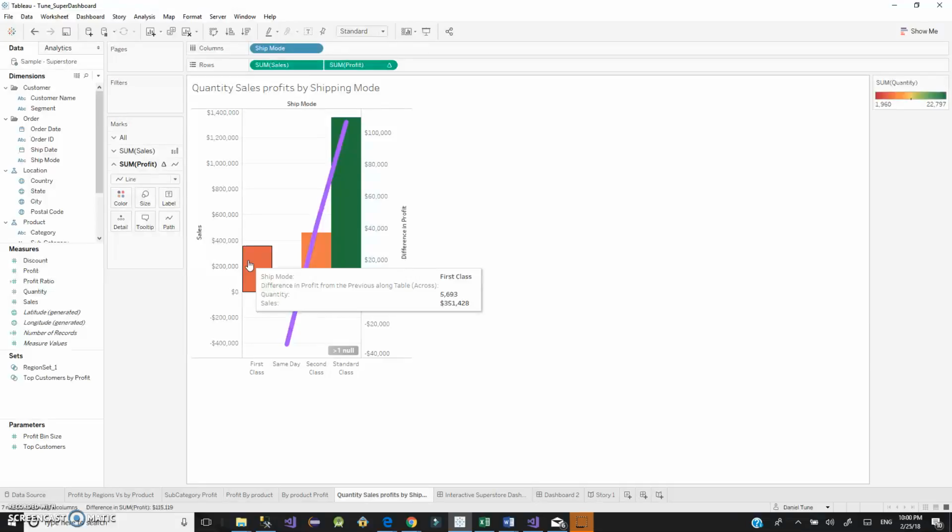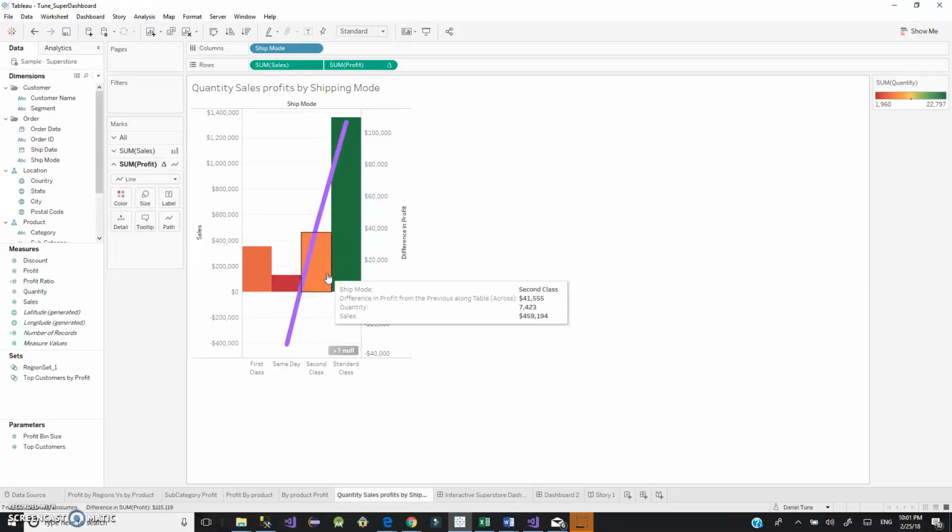They didn't lose it. They're not negative, but they don't make any profit out of it. It's still very bad. When you come up here, for the same day shipping, what they're making is negative 33. Same day shipping is the worst shipping. The company should not do the same day shipping because they're losing money.